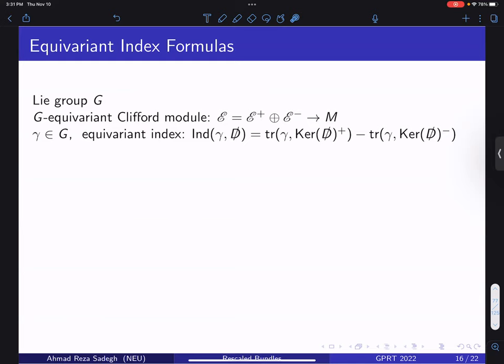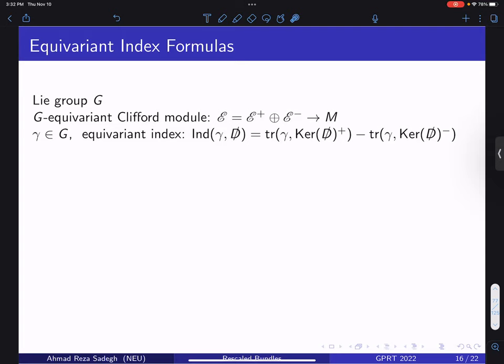For any element gamma of that group, you have something known as the equivariant index, which is the trace of the action of that gamma on the kernel of the Dirac operator. The D-slash that you see is just the usual Dirac operator, because we have a Clifford module, or spinors, for example. The kernel of D is also decomposable into plus and minus parts because of the Z2 grading. The difference of these traces is what is known as the equivariant index.